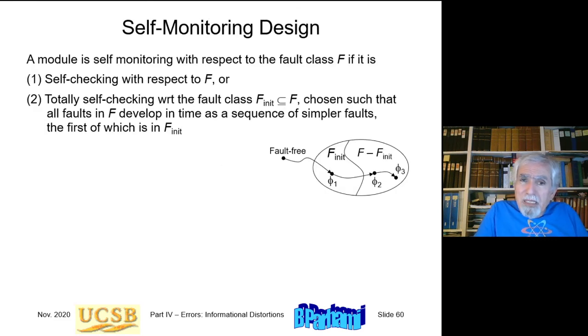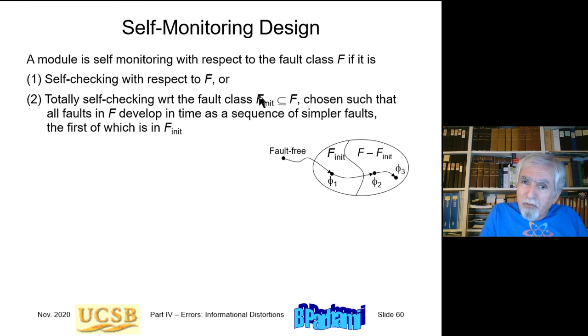And then this is an idea that I introduced many years ago, self-monitoring design. Self-checking designs tend to be very difficult to generate because of the large class of faults that one has to consider. Now, a self-monitoring design is totally self-checking with respect to some small fault class, which is a subset of all the faults that we are interested in.